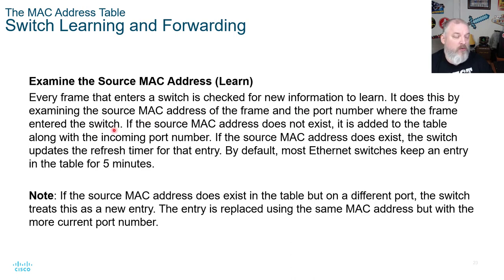where that frame entered the switch. If the source MAC address does not exist, it's added to the table along with the incoming port number, so it builds a table. If the source MAC address does exist, the switch updates the refresh timer for that entry. By default, most Ethernet switches keep an entry in the table for 5 minutes. If the source MAC address does exist in the table but on a different port, the switch treats this as a new entry, and the entry is replaced using the same MAC address but with the more current port number.